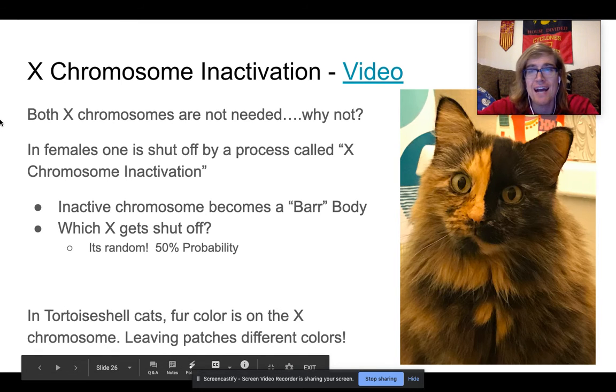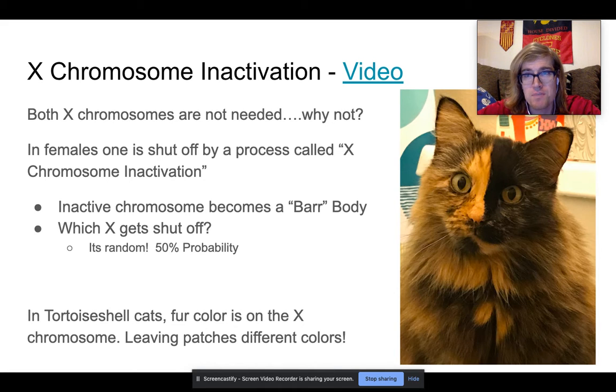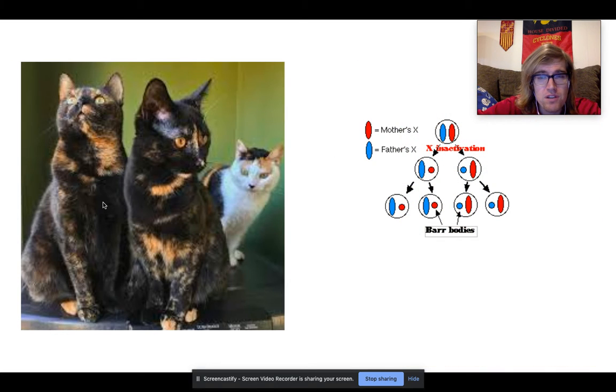So in tortoiseshell cats, which is what Zoe is, it's not a breed. It's like a variation in all kinds of breeds of cats. The fur colors are on the X chromosome and that leaves the patches in different colors. And that's the activity I'm going to share with you today. That's what you're going to be doing. So it really is pretty cool. And even siblings, these 3 are siblings, can have completely different colorations depending on which traits they have. If they have alleles for white, brown, and black, they can have all different colors of patches.